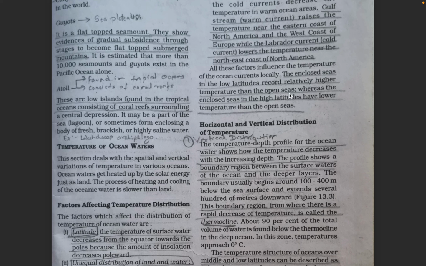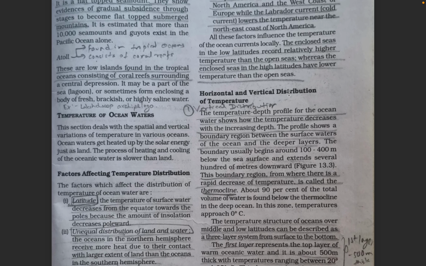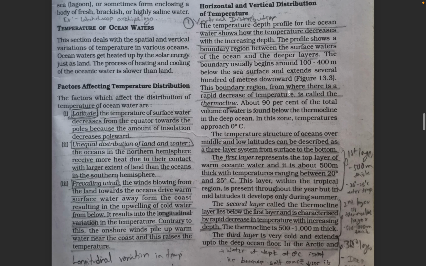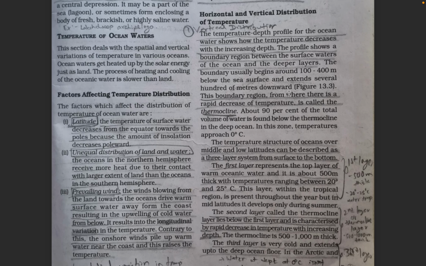So in the higher latitudes, as we know, the insolation is low, so land area is much cooler than the sea, and because of the land's contact with the sea, the sea becomes cooler in the higher latitudes. So now moving ahead, horizontal and vertical distribution of temperature.